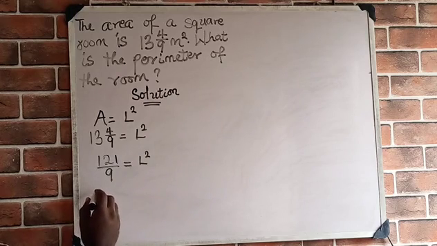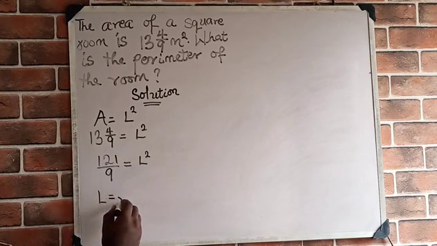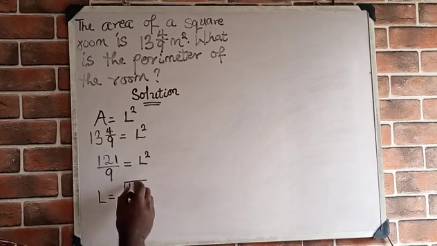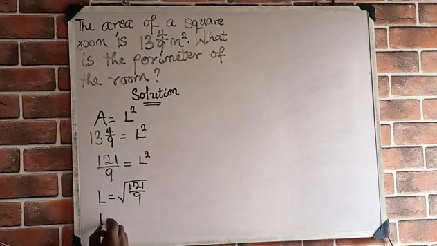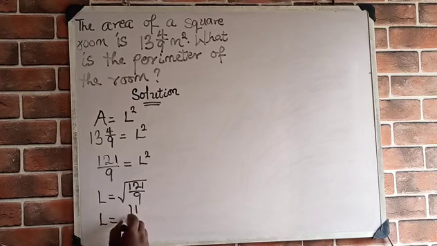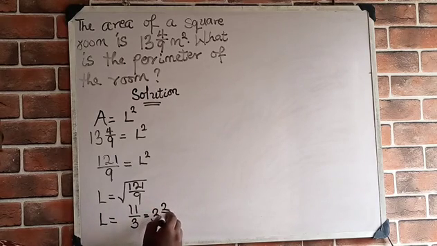Finding the square root of both sides, I'll have the length. That gives me the square root of 121 all over 9, and that will give me 11 all over 3 as my length in meters, 3 whole number 2 over 3 meters as my length.